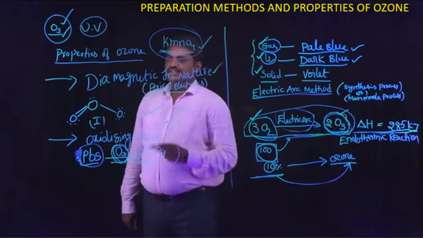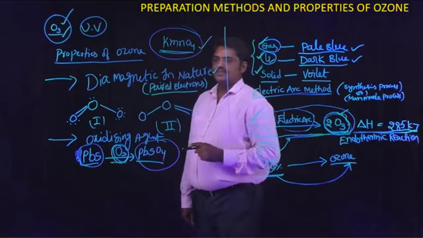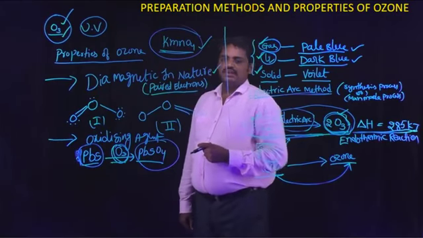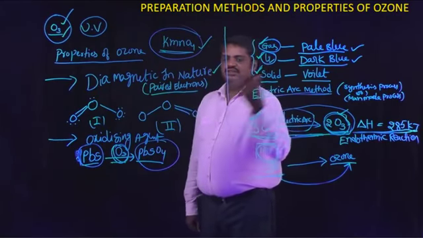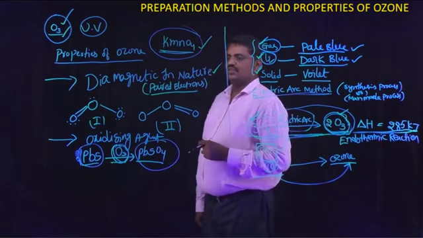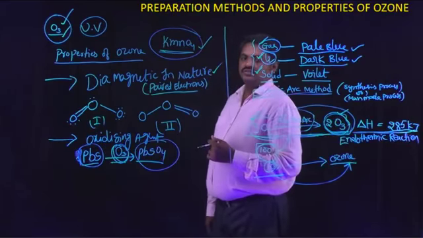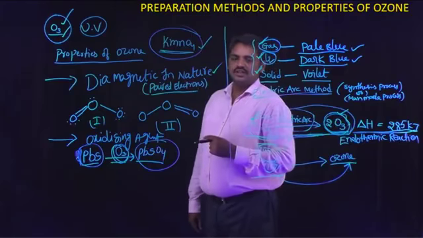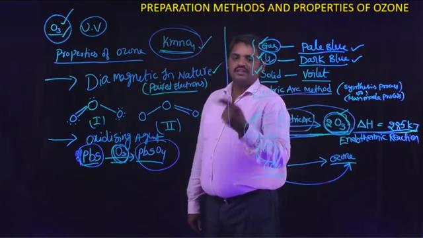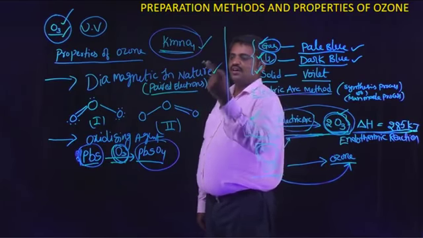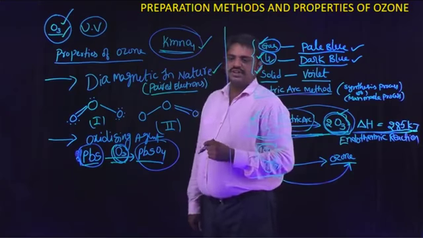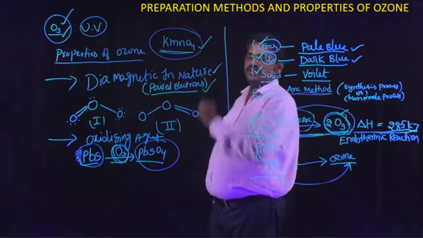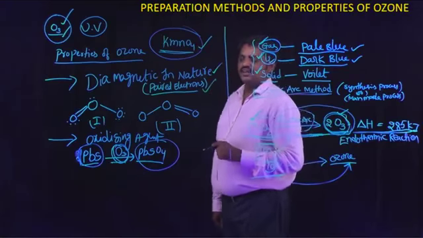Next I am going to discuss some physical properties and uses of ozone. In general, ozone exists in 3 forms in nature. Ozone is a molecular oxygen. In its electronic configuration, some paired electrons are present, so this molecule exhibits diamagnetic nature.